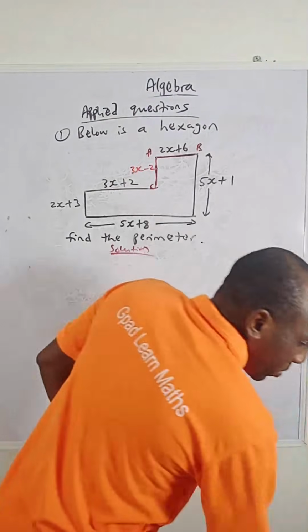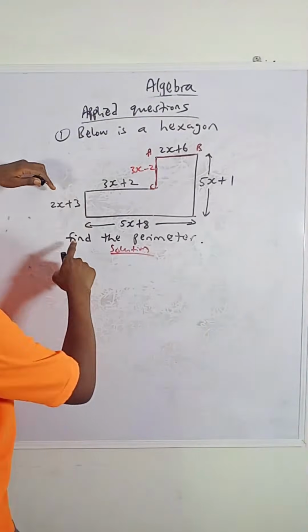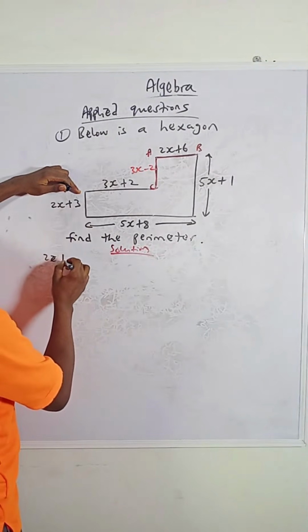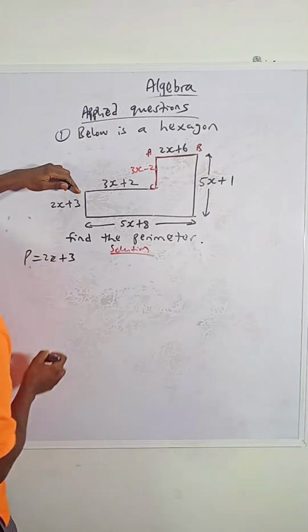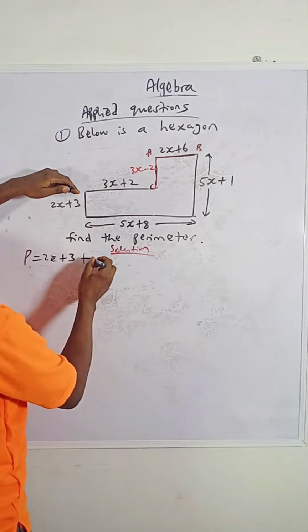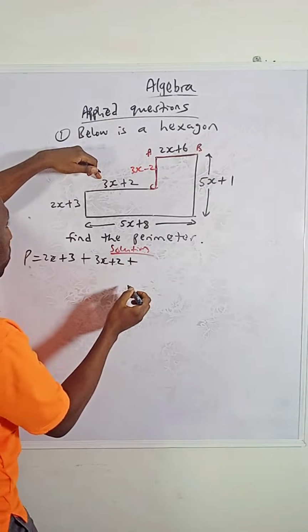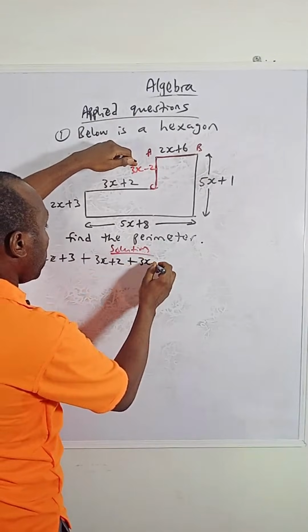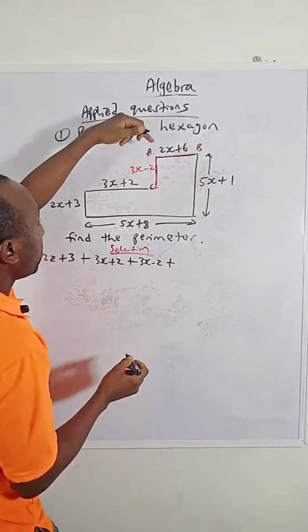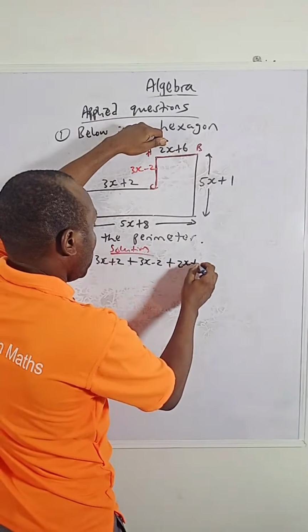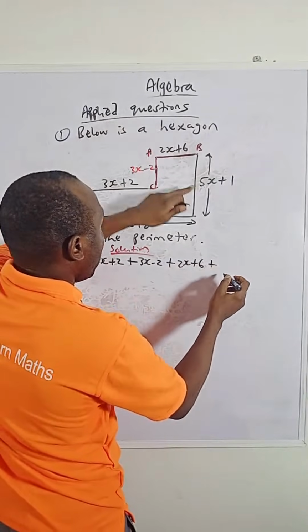Right. Let's do this now. Now, adding all the sides. Let's start from here. 2x plus 3. This is, let me use P for perimeter, plus 3x plus 2, right? Plus 3x minus 2 plus 2x plus 6 plus what?